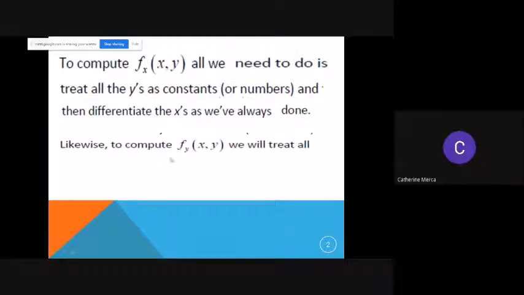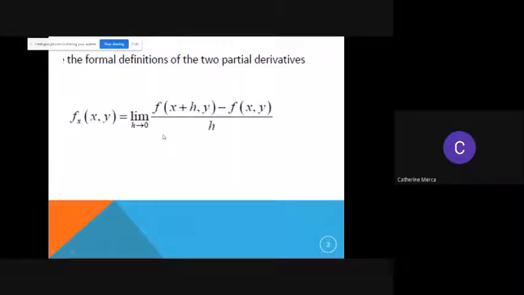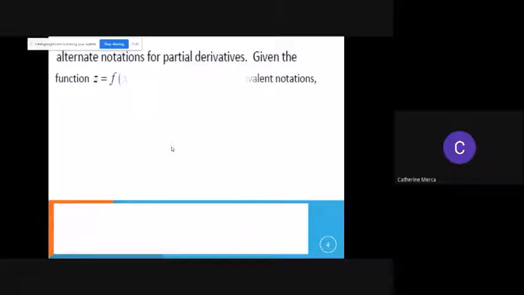Likewise, if we're going to compute for the partial derivative of the function with respect to y, the constant we treat is x. So you have to treat that as constant. And if we take a look at the formal definition of the two partial derivatives, this is what it means. The partial derivative of the function f of x, y with respect to x is equal to the limit of this quantity minus this function over h as h approaches 0. You are already familiar with that notation from before.